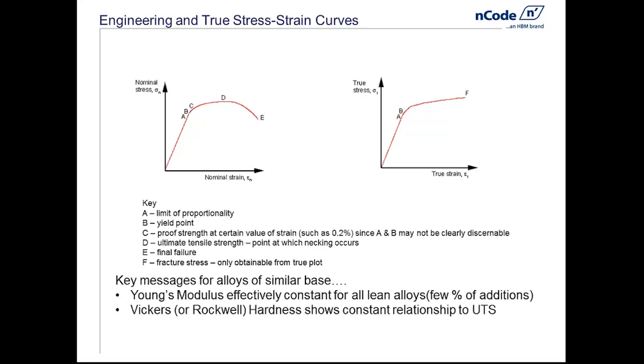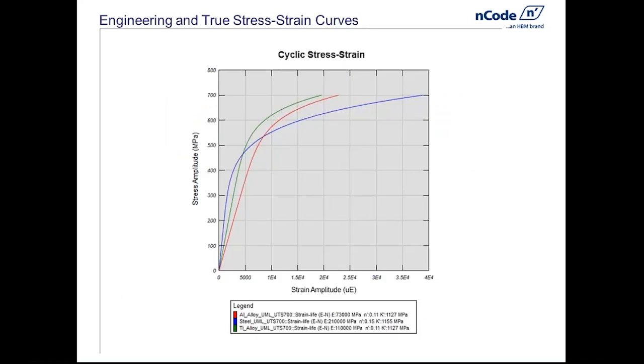It's the point at which necking occurs, and that's the point where the material starts to slim down as the final failure location is determined in the tensile test. E then, of course, is the final failure. If you then take this in terms of the true stress and strain, you see the plot that's on the right, and that represents what is going on in the material. And I will show some pictures of this in a moment.